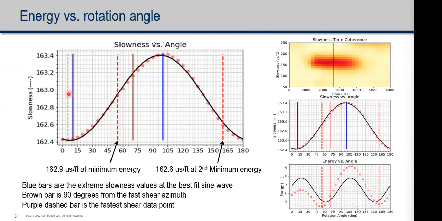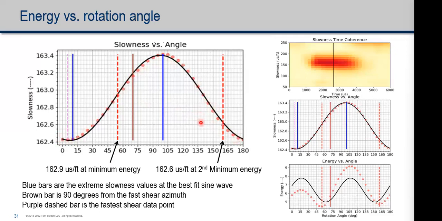So the blue line shows you the trough of the sine wave, and the blue line here shows you the peak of the sine wave. So this is your slow shear, and this is your fast shear if you believe slowness time coherence, and we do. But in this particular case, the minimum in energy does not correspond to the single sine wave here.